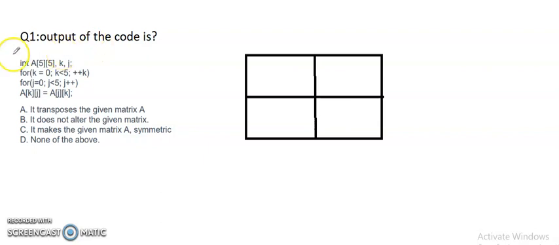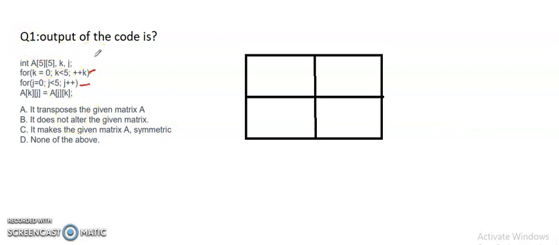This is the first question, and here we have to give the output of the code. They have given a 2D array and declared two variables. Basically, they have used two for loops: this is called the outer for loop, and this is called the inner for loop. In that, this particular operation is performed. So we will go through the flow of our code.